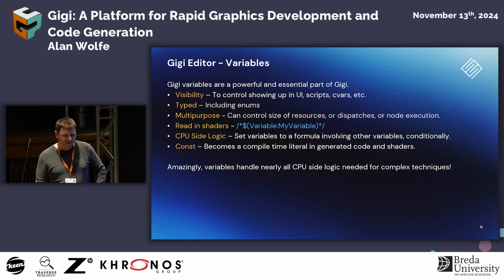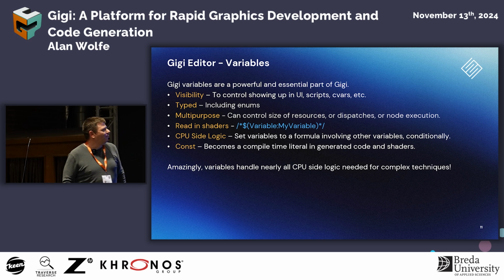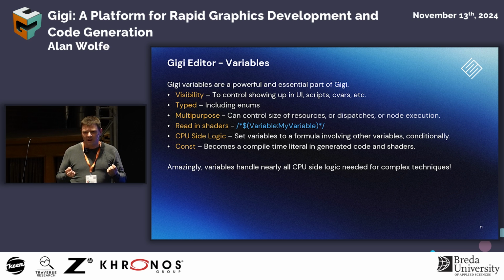The variables themselves are strongly typed, and they also support enums, like float fors, things like that. Variables can control the size of resources, shader dispatch sizes, and they can even condition node execution. If you want to read a variable in a shader, you just use the block comment that's right there. What it does is when Gigi scans the shaders, if it sees that, it'll automatically make a constant buffer and send that into your shader. And yeah, you can do CPU-side logic with the variables, where you can set them equal to a formula, every frame equaling other variables, and have a condition for this.